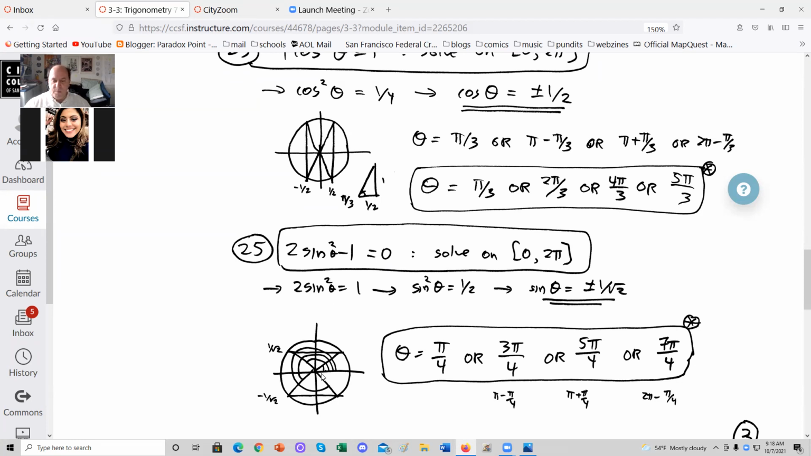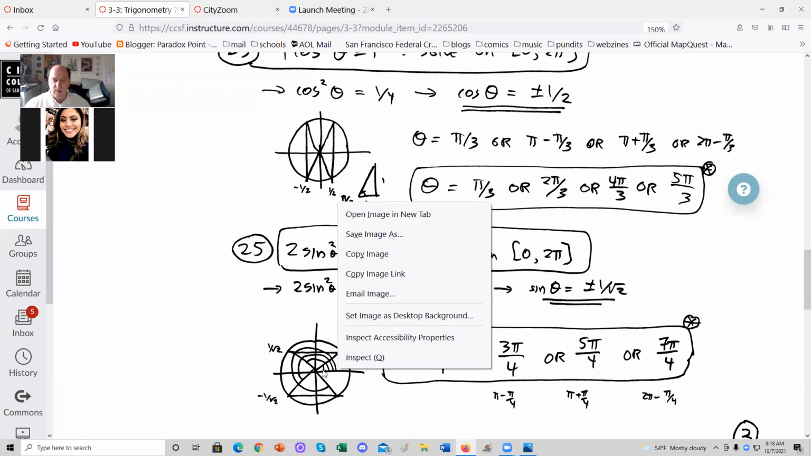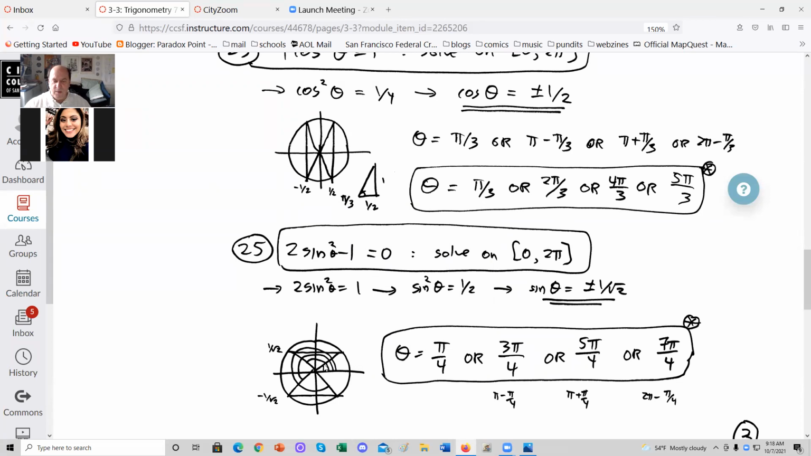Now, all right, 1 over root 2, that's a 45, 45 triangle. Isosceles right triangle. So this angle is pi over 4. All right. This angle is pi minus pi over 4, 3 pi over 4. This angle here is pi plus pi over 4, or 5 pi over 4. And this angle here is 2 pi minus pi over 4, or 7 pi over 4. So 1/4 pi, 3/4 pi, 5/4 pi, and 7/4 pi are the solutions.